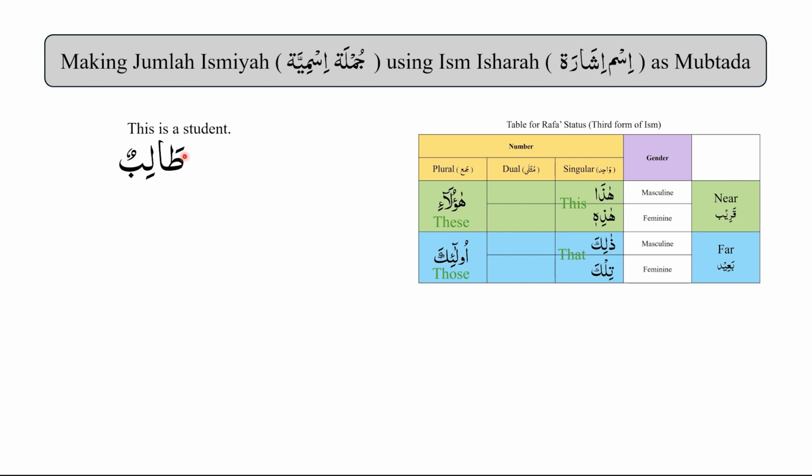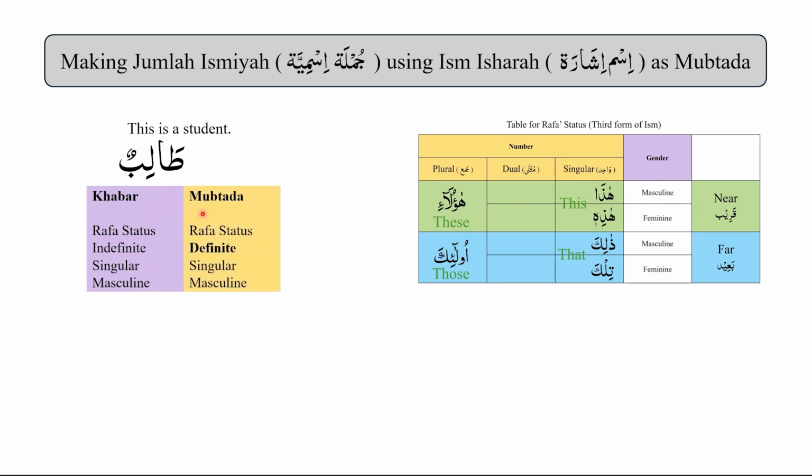Talibun means a student. As khabar, talibun will be in rafa status, and that is the case because of the presence of double pesh at the end of the ism. Talibun is indefinite in capacity. It is singular and masculine. The mubtada for this jumla ismiya will need to be in rafa status. It will need to be definite, singular and masculine.